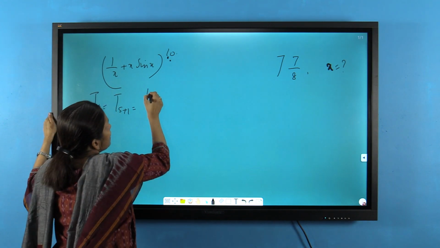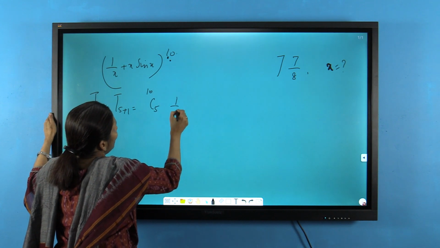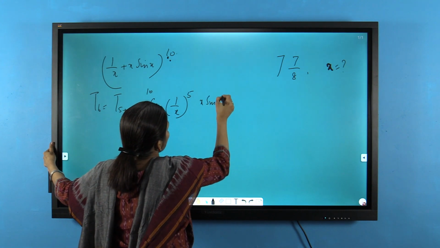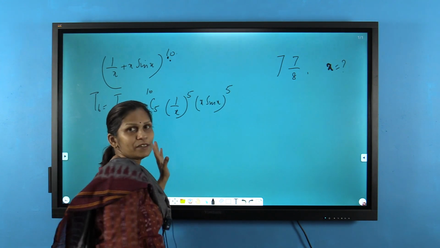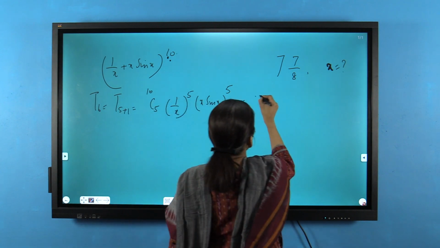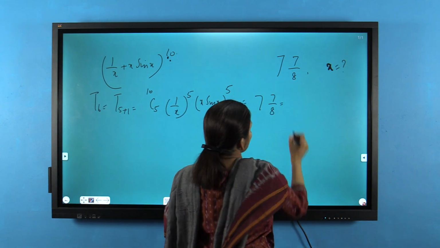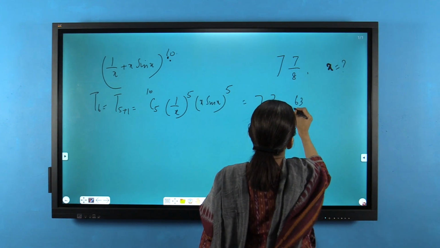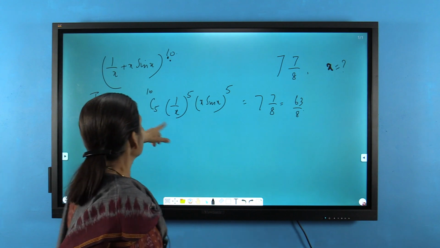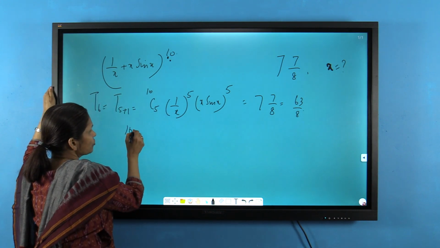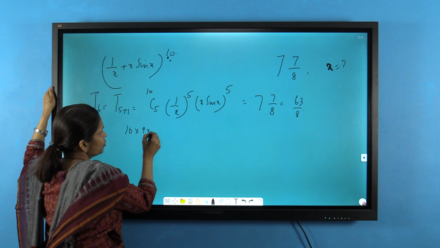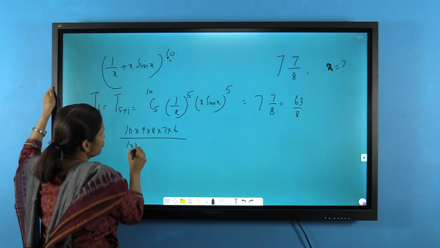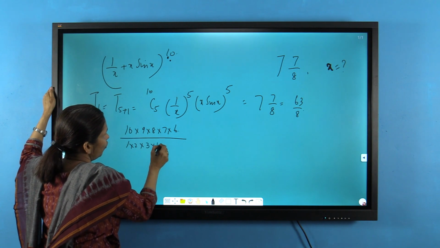What is it? 10C5 (1 by x) the whole raised to 5 into (x sin x) the whole raised to 5. Isn't this the middle term? That is given to be 7 and 7 by 8. So, 56 plus 7, 63 by 8. What is this? It is 10 factorial. So, 10 into 9 into 8 into 7 into 6 divided by 1 into 2 into 3 into 4 into 5.